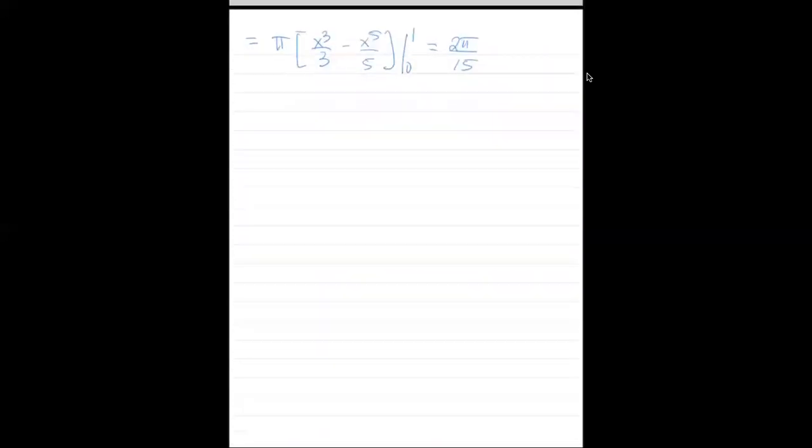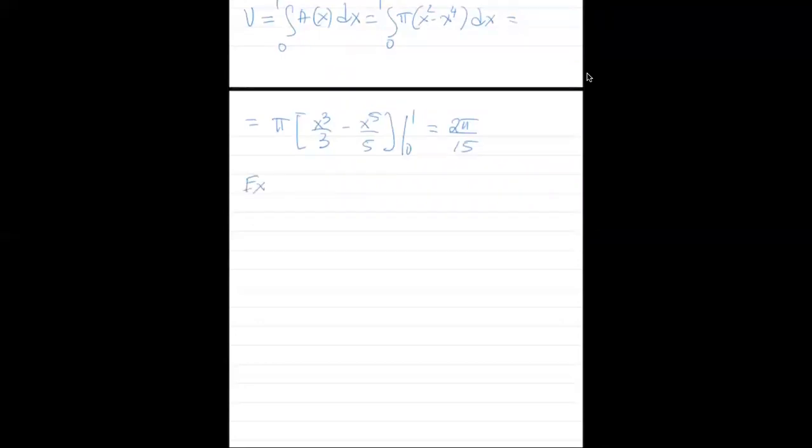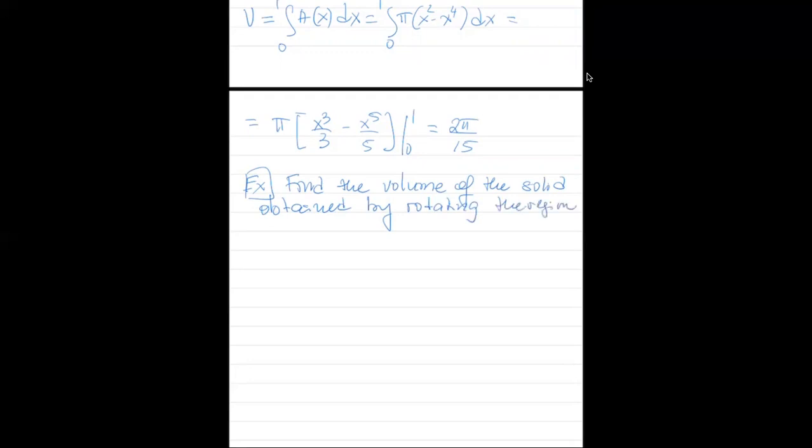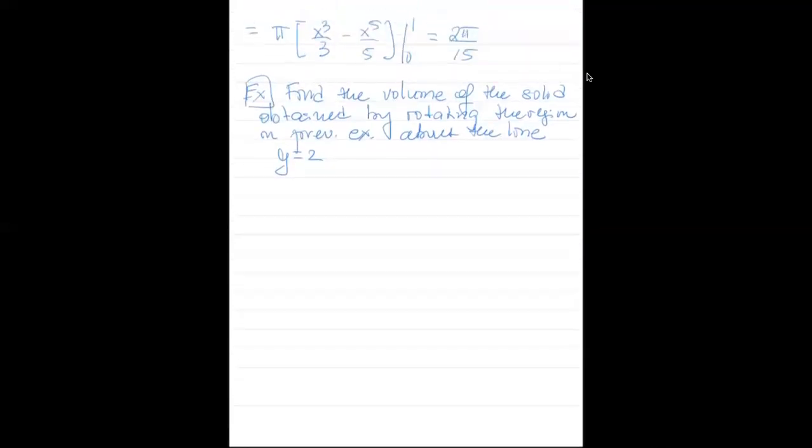So, final example. So far, we're rotating either around the x-axis or the y-axis, but that's not always the case. We can rotate around different axes. So find the volume of the solid obtained by rotating the region in the previous example, the same region as before, about the line y equals 2. So we're going to have the same region as before, and let's sketch that region.